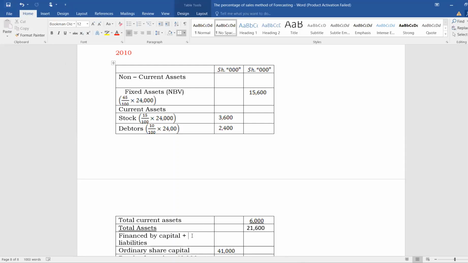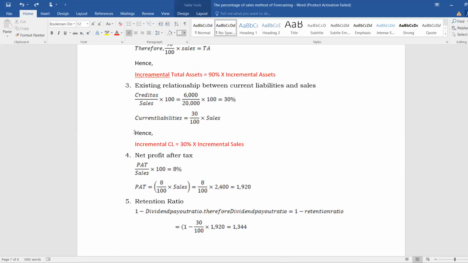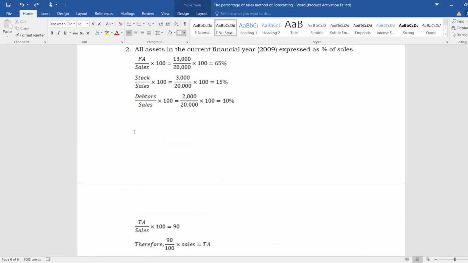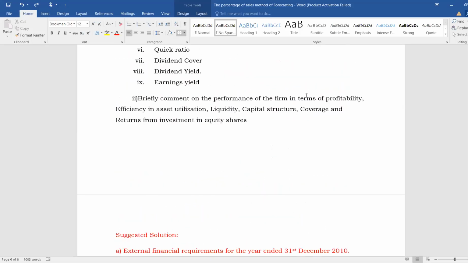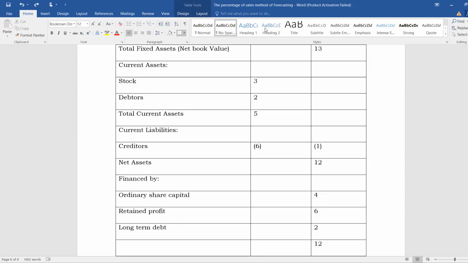Now, there is one very important observation that you want to make here. You can know whether you are on the right track or not. How much was the increase in assets? We expected assets to increase by how much? Increase in total assets. 3.6. How much were the total assets in the current year? Total assets in the current year zilikuwa ngapi?